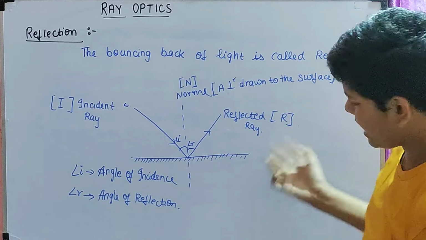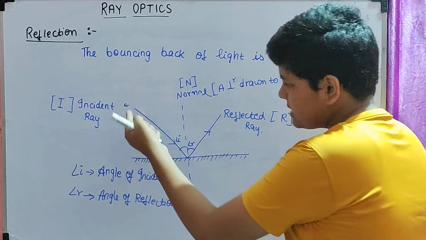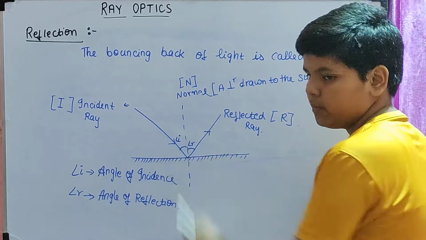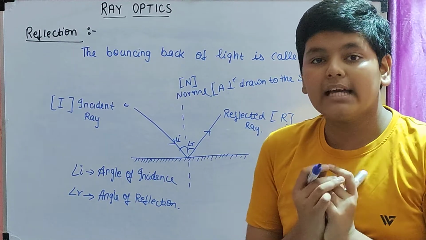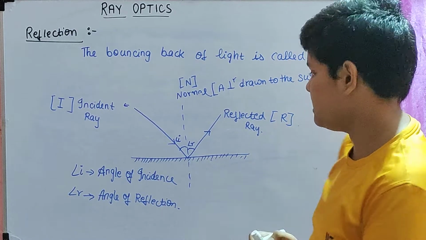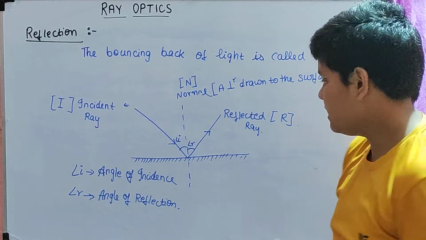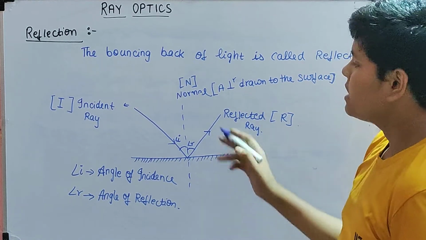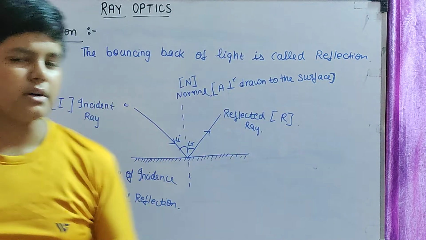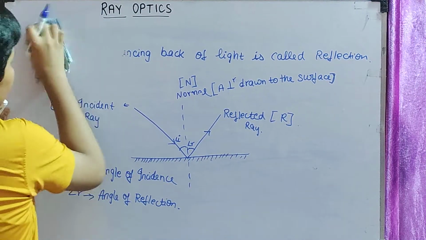What is the difference between angle of incidence and angle of reflection? When an incident ray is falling on the surface, we draw the normal. The angle between the incident ray and the normal is called the angle of incidence, and the angle between the normal and the reflected ray is called the angle of reflection. This is how the reflection process usually happens in a plane mirror. Here we are talking only about plane mirror.